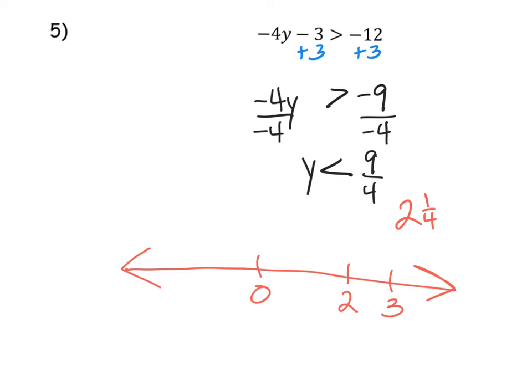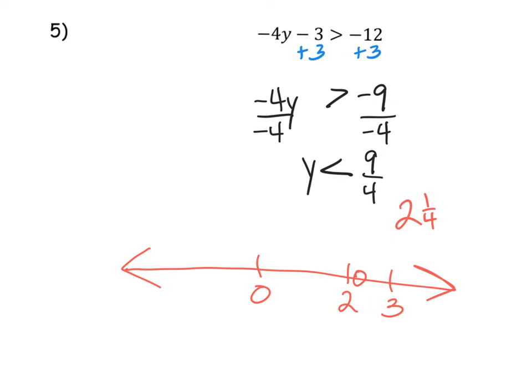Make your number line. Always put your 0. Put your 2. Put your 3. 2 and 1/4 will be close to what number? 2. Open circle or closed circle? Open. Okay.